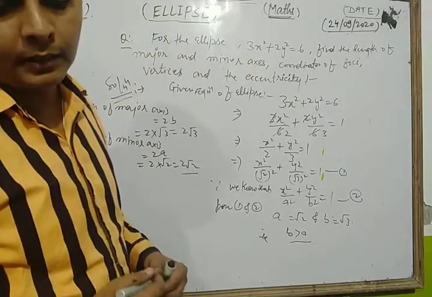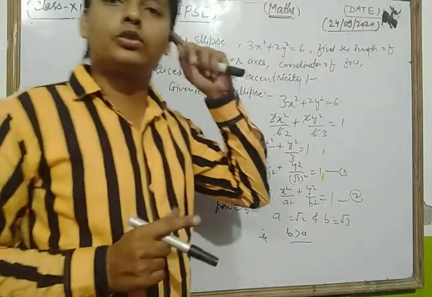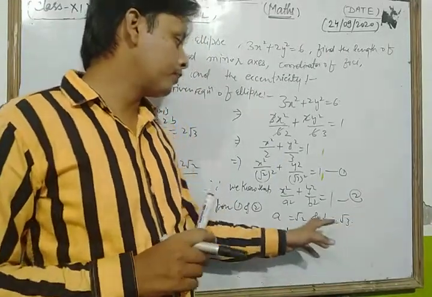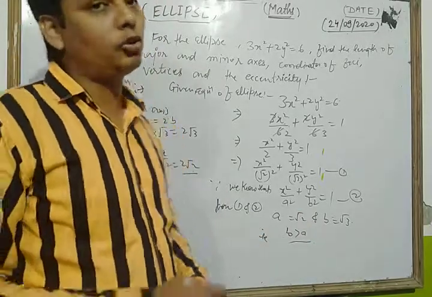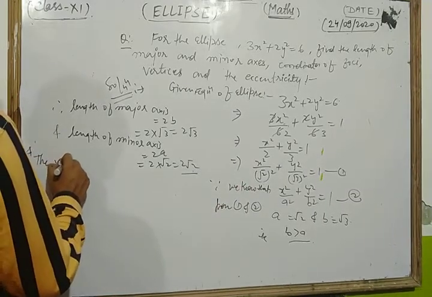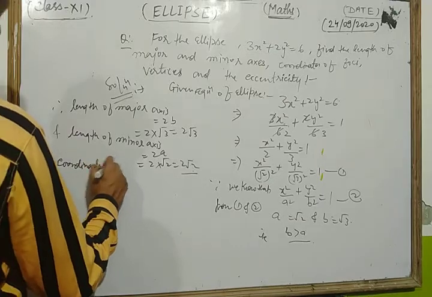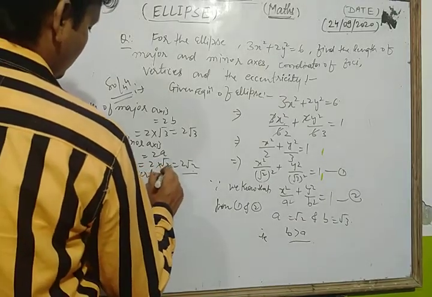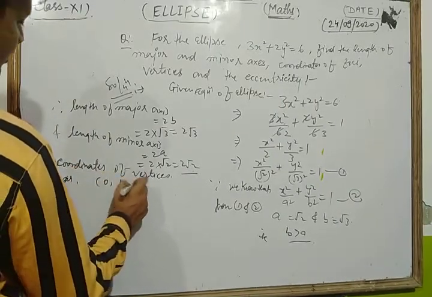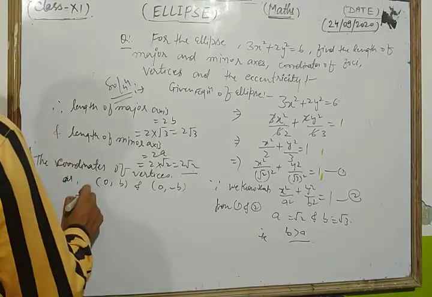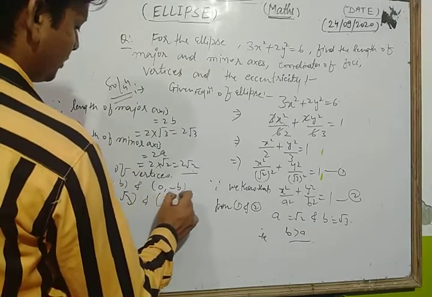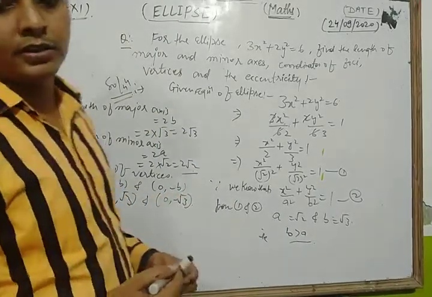Now we calculate the coordinates of the vertices. Dear student, in that type of ellipse in which b is greater than a, the coordinates of the vertices are 0 comma b and 0 comma minus b. So we have 0 comma b, where the value of b is root 3, and the other is 0 comma minus root 3. This is the coordinates of its vertices.